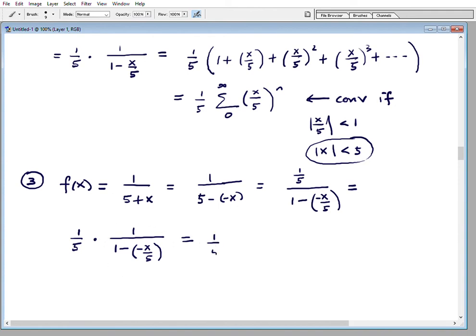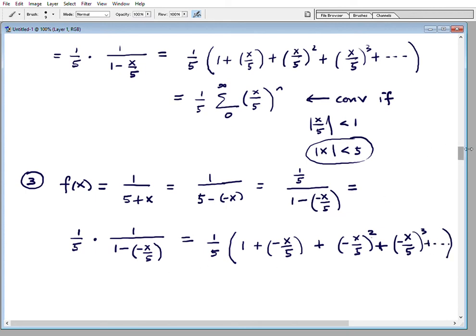So we'll use that relationship, that geometric series relationship. So this is equal to 1 plus minus x over 5 squared. Oh, wait, I skipped x over 5 to the 1. So here we have squared. Okay.